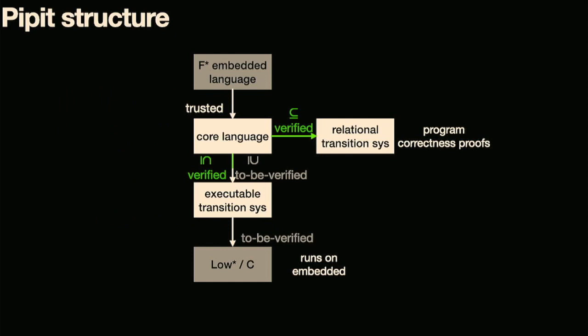So we start with an embedded language in F star, and it desugars to a core language, which is intrinsically typed. Then we can translate to a relational transition system, and on that relational transition system, we can prove properties of our system. Our core language semantics refines the relational transition system so that anything we prove here holds here. Then we can translate to executable transition systems, which we can actually generate C code for, right?